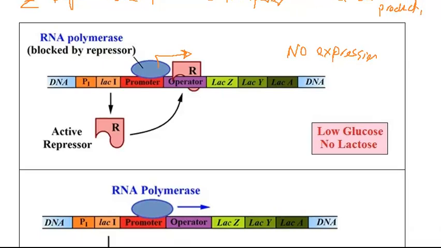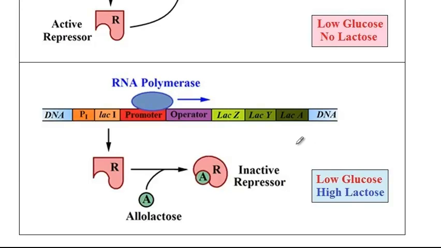On the other hand, if we have low glucose but high lactose, what happens in this situation is that we like to have our beta galactosidase expressed in order to use up lactose for energy production. And so under this situation, lactose products actually bind to the repressor protein, and change its conformation. As a consequence of which, now the repressor has become inactive. It can no longer bind to the operator.